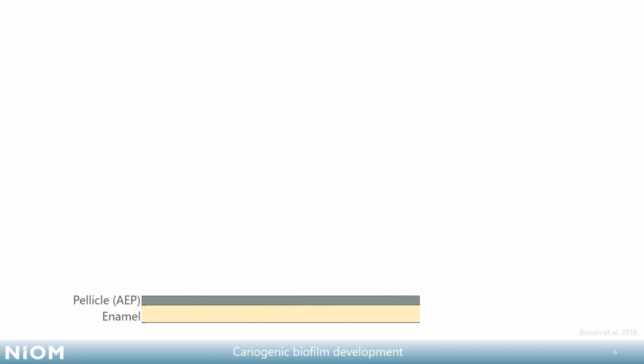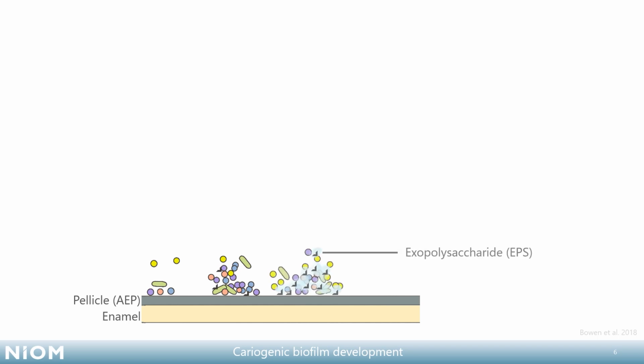In this first example, we will look at biofilm formation on the tooth surface. First, the early colonizers, which are predominantly commensal streptococci, adhere to the pellicle-covered tooth. This creates new and additional binding sites, which allows for other microbes to bind, and the biofilm production is initiated. The main component in dental biofilm is EPS. EPS is short for exopolysaccharide, which are long chains of carbohydrates.